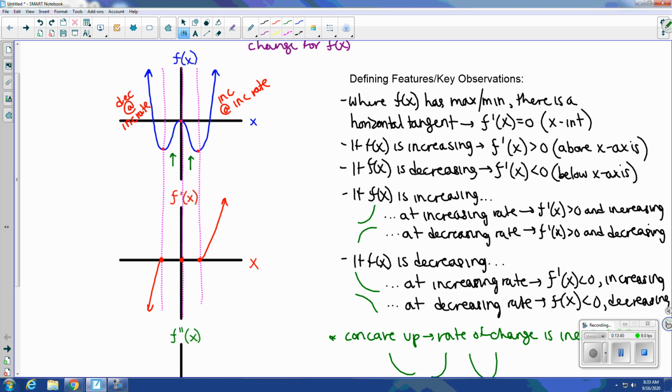And same thing in this region. We have a point where it switches concavity, and that is called an inflection point. So let's take note of that. So we can say point of inflection, it's where f of x changes concavity.